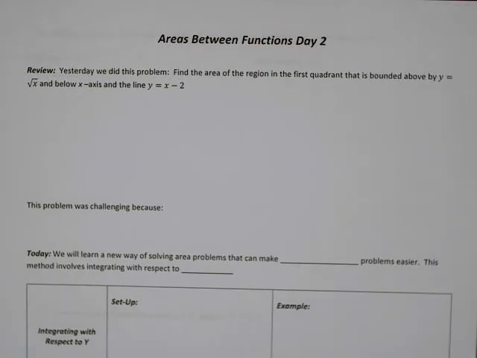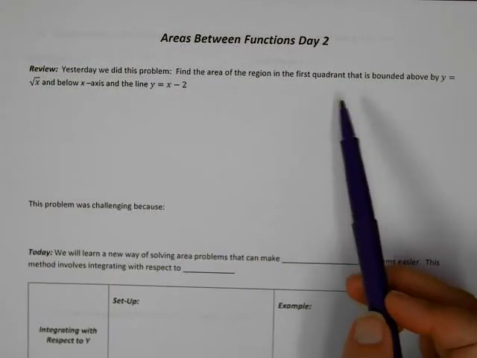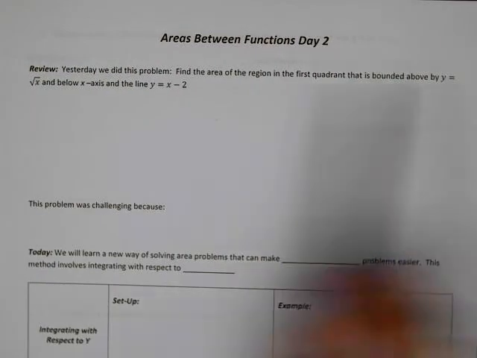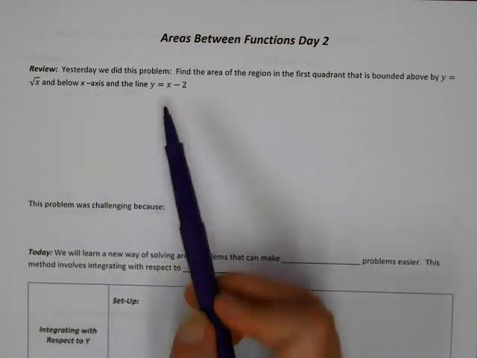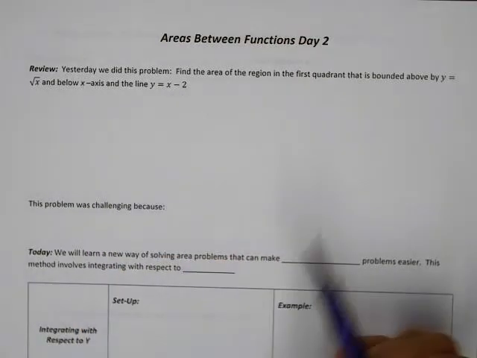We are going to be still talking about finding the area between functions, but we're going to be looking at it from another perspective today. So let's review. Yesterday in class we did this problem. We were finding the area of the region in the first quadrant that is bounded above by y equals the square root of x, below by the x-axis, and bounded by the line y equals x minus 2.